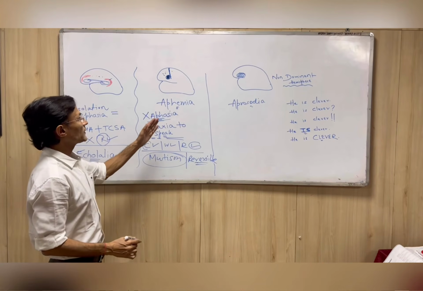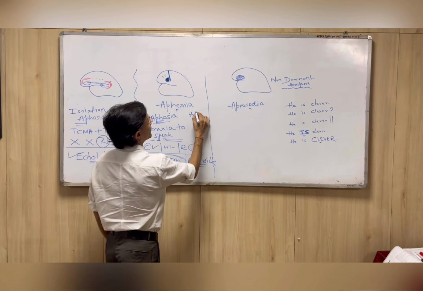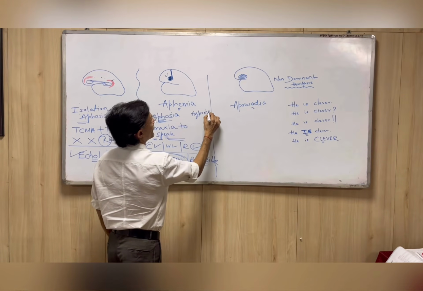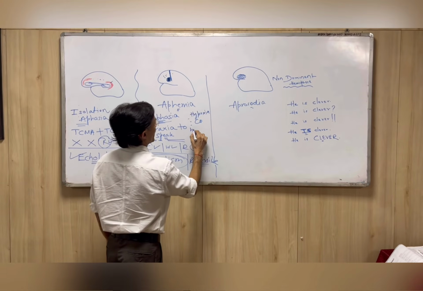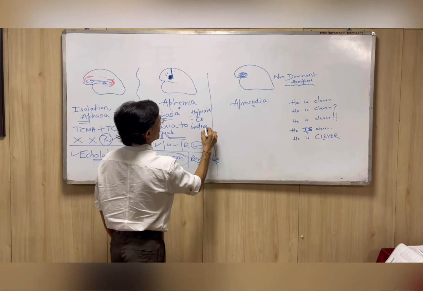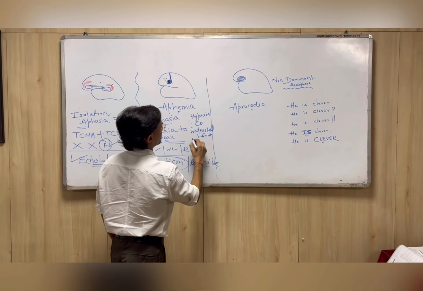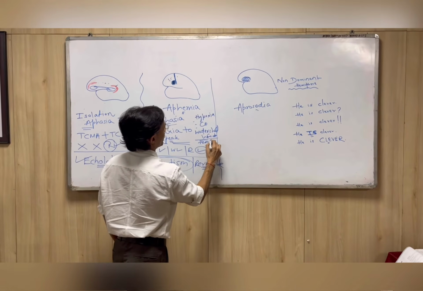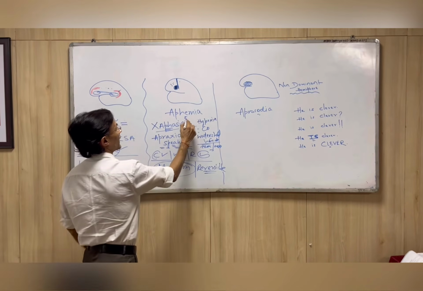The common conditions which cause aphemia are usually hypoxia, carbon monoxide poisoning, or watershed infarcts in the anterior or middle cerebral territory. This is what aphemia is.